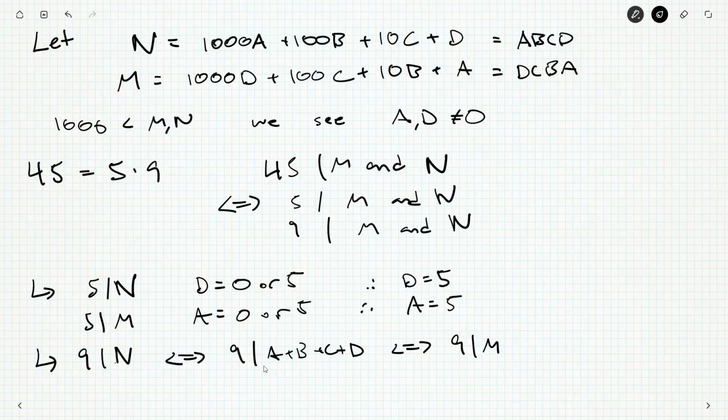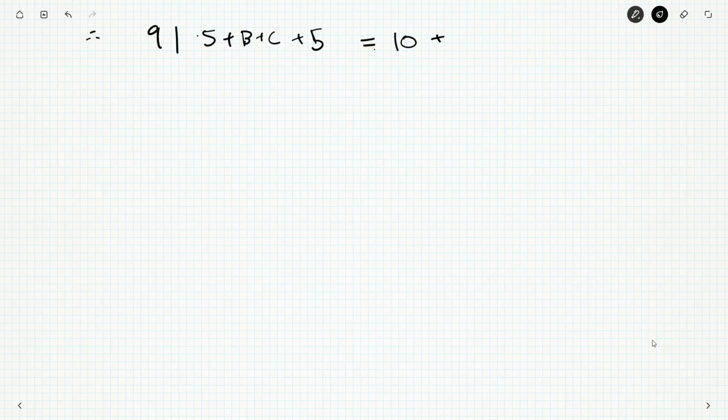Okay, so we just need A plus B plus C plus D to be divisible by 9. But hey, we know what A and D are. So 9 needs to divide 5 plus B plus C plus 5, or 10 plus B plus C. So subtracting 9 from the 10, we get 9 needs to divide 1 plus B plus C. Okay. Really, that's the only restriction.